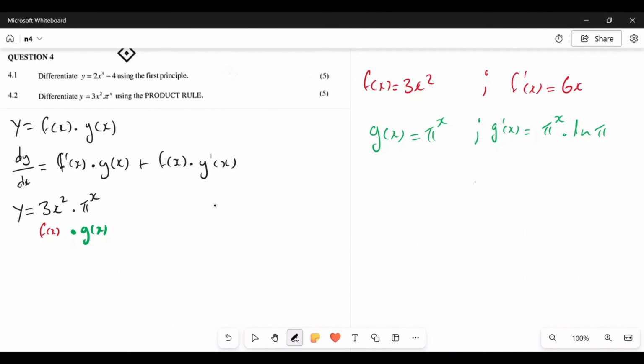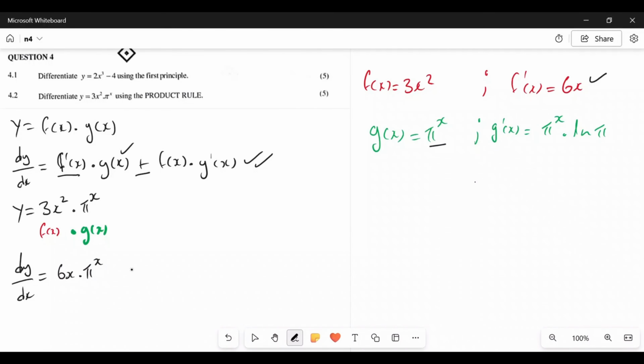Now that we managed to derive f of x and g of x, it's time for us to use this formula here. So we can say dy over dx is as follows. Remember, we first derive our f of x. If you can see, the derivative of f of x is actually 6x multiplied by g of x. So our g of x is actually this one here, pi to the power of x. So multiplied by pi to the power of x.